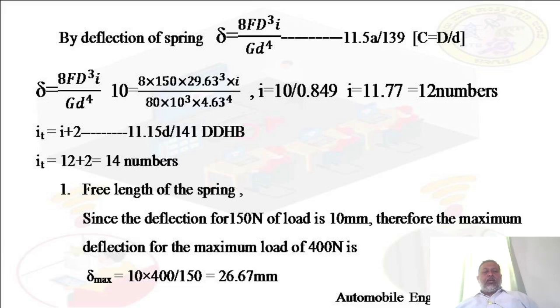Then find the free length of the spring. The deflection for 150 Newton load is 10 mm. But for 400, that is the maximum load, the deflection changes, that is delta max is equal to 10 into 400 by 150, which is nothing but 26.67.